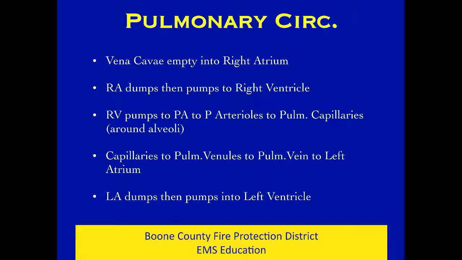The right ventricle stretches and then pumps to the pulmonary artery. The pulmonary artery then branches off into pulmonary arterioles, which get smaller and smaller and become pulmonary capillaries. And those pulmonary capillaries are encircling the tiniest microscopic air sacs in the pulmonary system at the end of the lungs, so to speak. And those are called alveoli. One of them is called an alveolus.